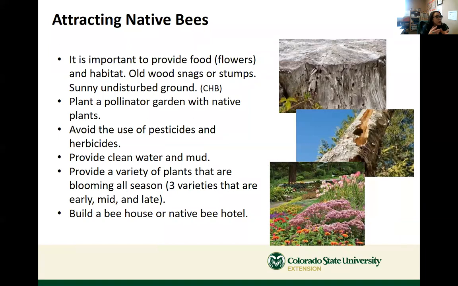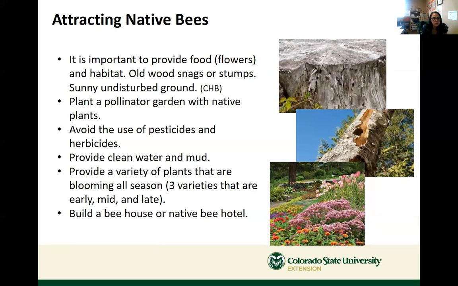So let's talk about attracting native bees to your landscape. Of course, it's important to provide food in the form of flowers, and then habitat, which would be sunny, undisturbed ground for our ground nesters, and old wood or snags or stumps for our wood nesters. Plant a pollinator garden. Use native plants from your area. Figure out what grows naturally there and plant those plants. Those are what will be good for the native bees.